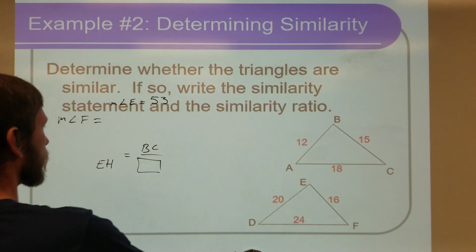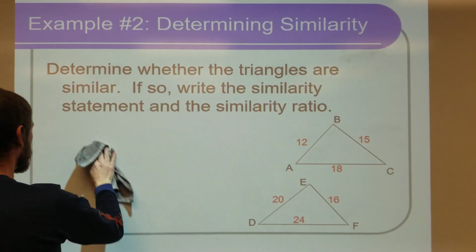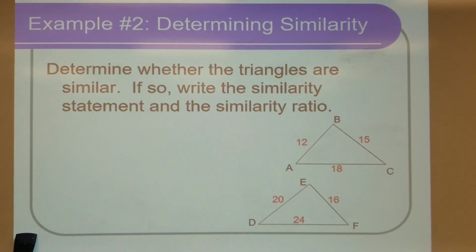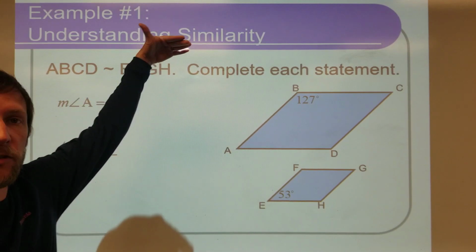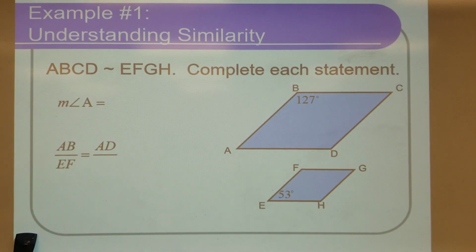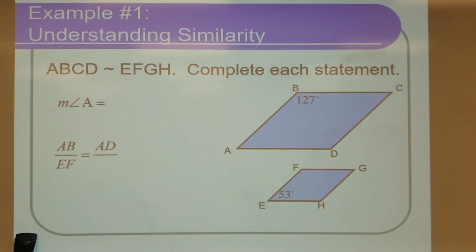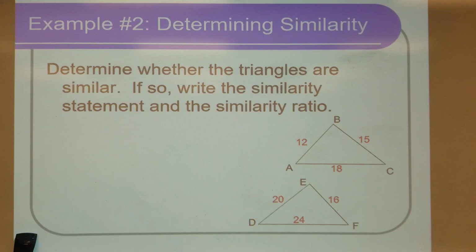Moving right along to our next example. In most of the work that we're doing, we want to determine whether or not the polygons are similar. Sometimes we're told that they're similar. We're given the similarity statement, and we know which corresponding parts go with each other. We can create proportions, solve proportions, and write equations declaring that the angles are congruent and therefore their measures are equal.